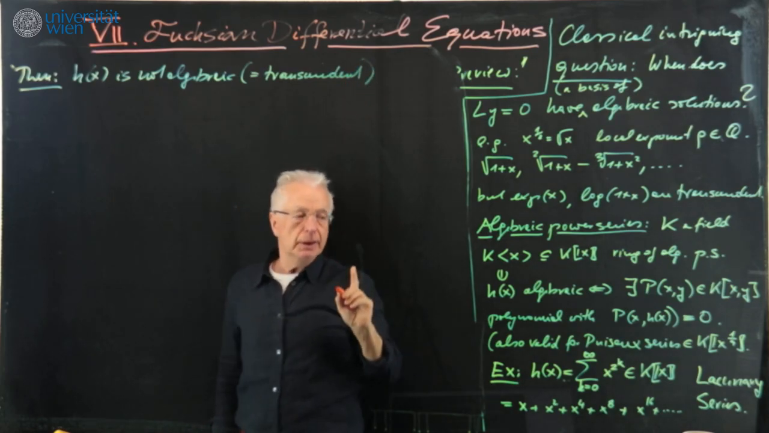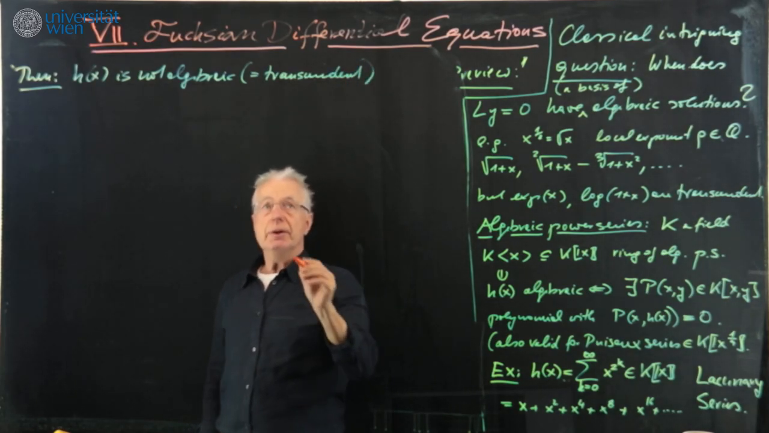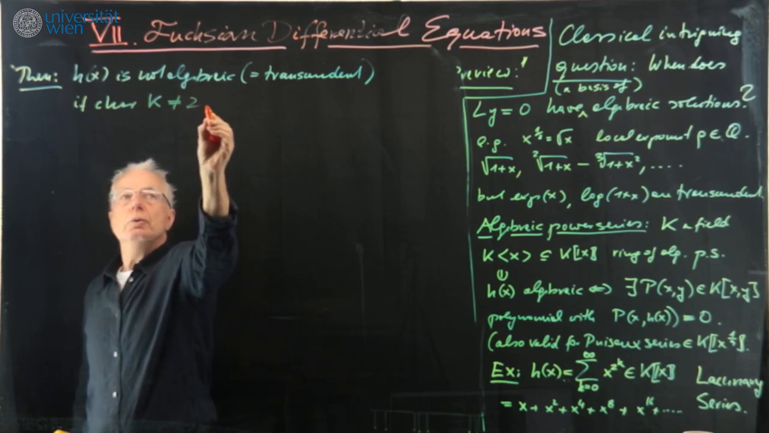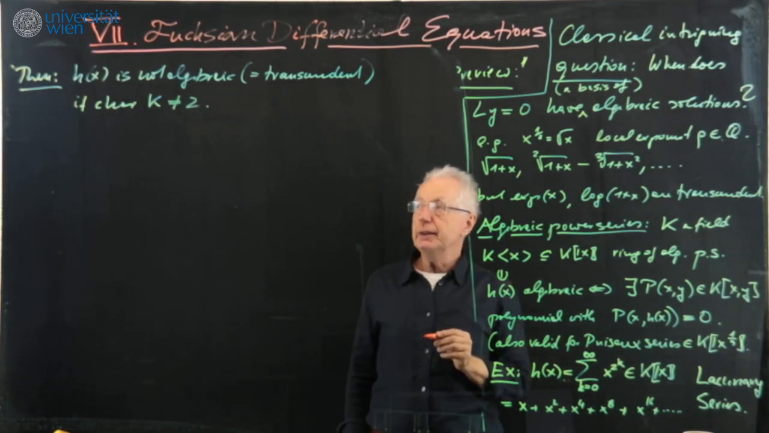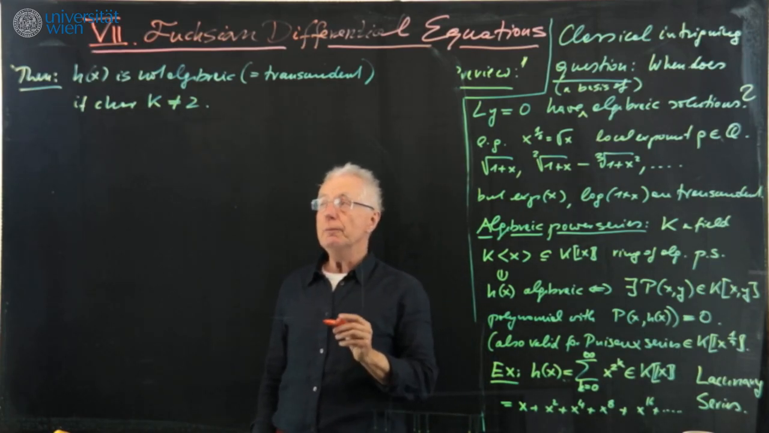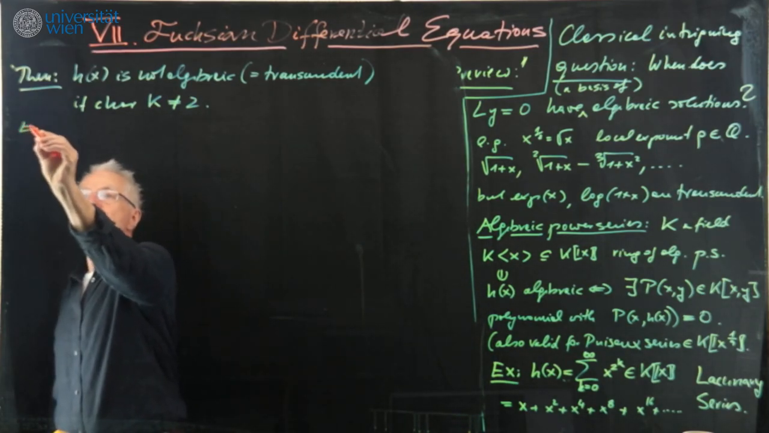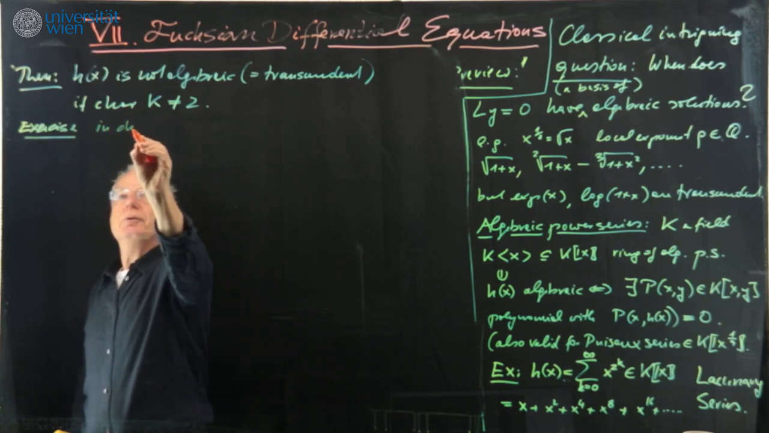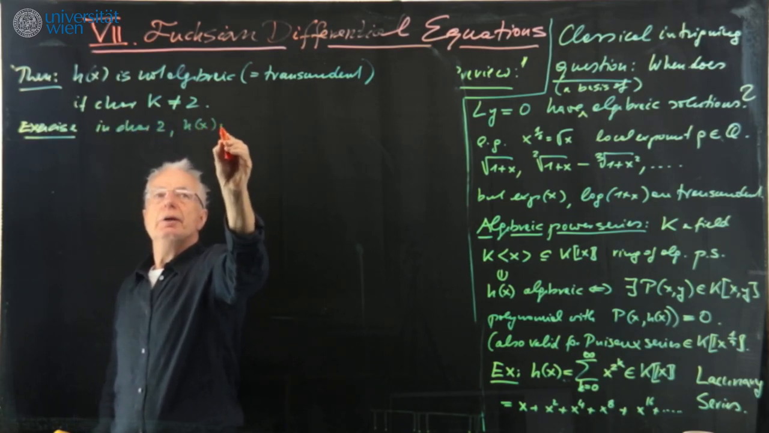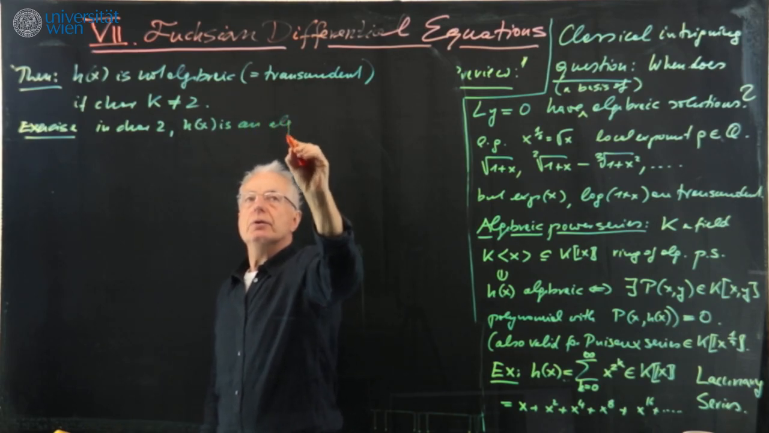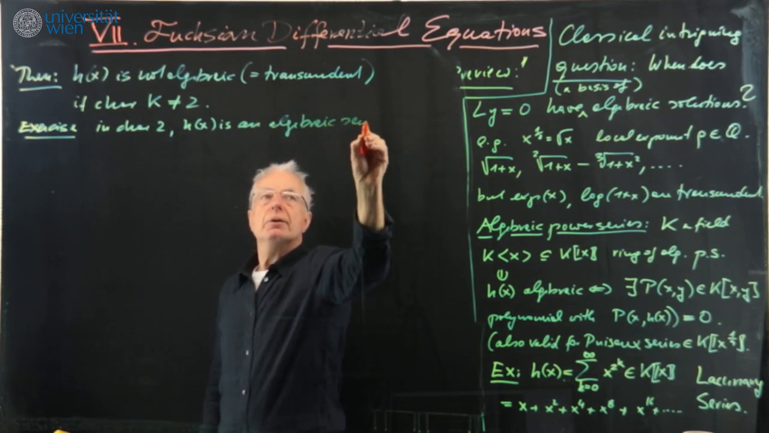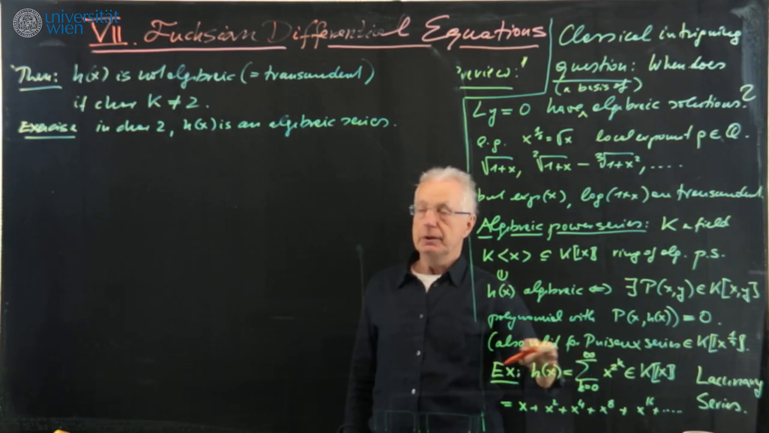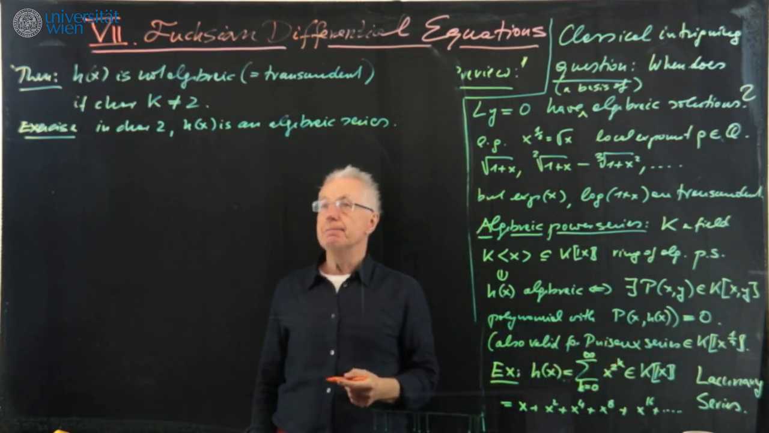But this is a little bit dangerous because I have to add something: if the characteristic of k is not 2. If you take a field of characteristic 2, then it is algebraic. In characteristic 2, h of x is an algebraic series. It's not difficult to find the minimal polynomial. Of course, the characteristic 2 corresponds here to the 2 to the k.